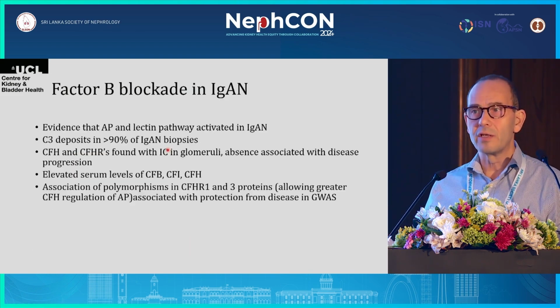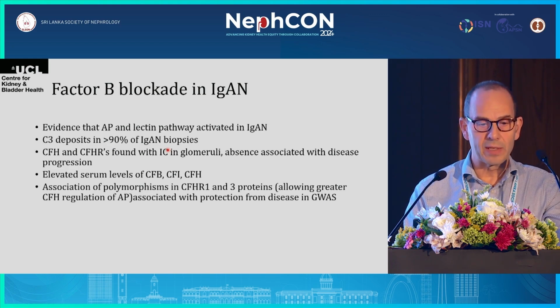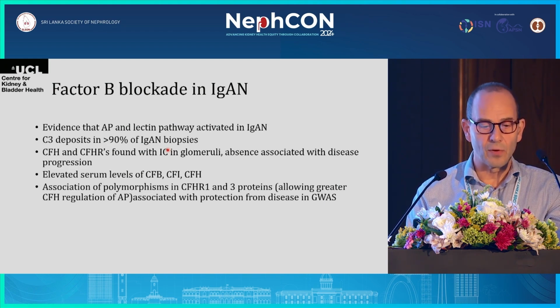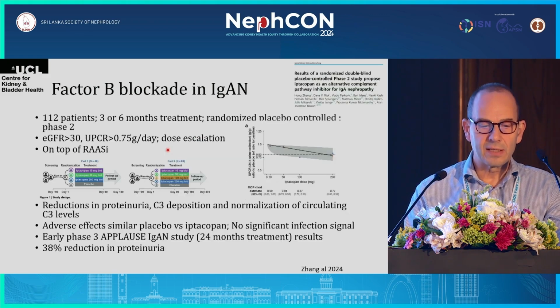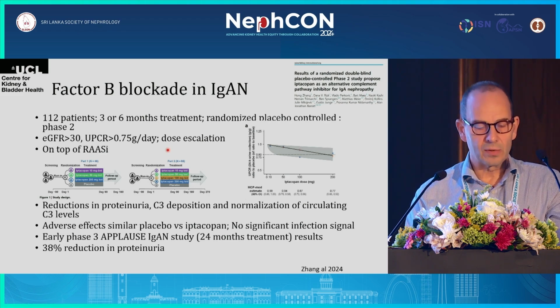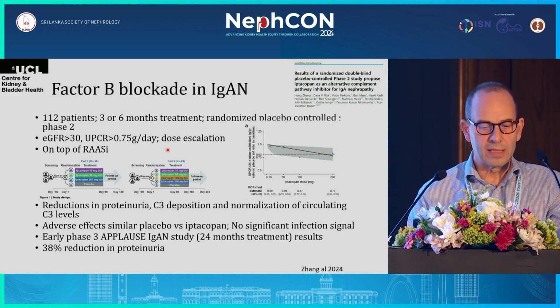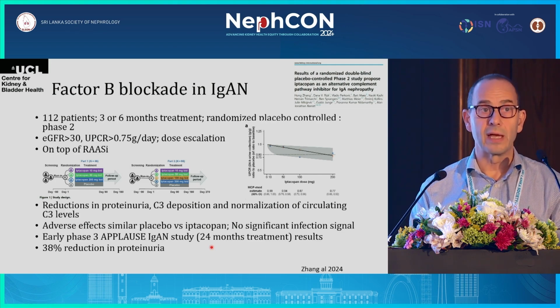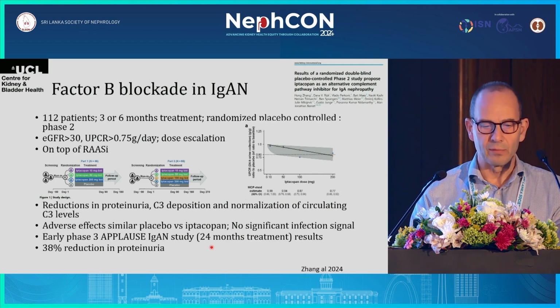So we heard a lot about IgA nephropathy, and I'm not going to dwell on that because Adrian and others have covered that, but essentially good evidence that the complement pathways are involved in IgA nephropathy and studies of iptacopan, which has now been approved, showing benefit in terms of reduction in proteinuria if you treat for 3 or 6 months. This was a randomized placebo-controlled trial. There's evidence from the phase 3 study now showing that after 2 years of treatment, there's a 38% reduction in proteinuria. So again, a surrogate marker for what might happen over a number of years.